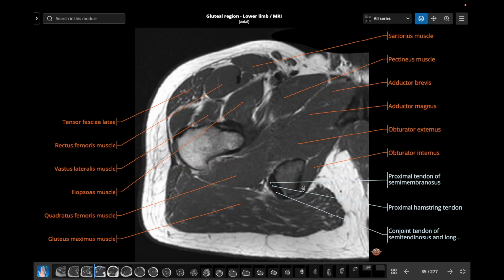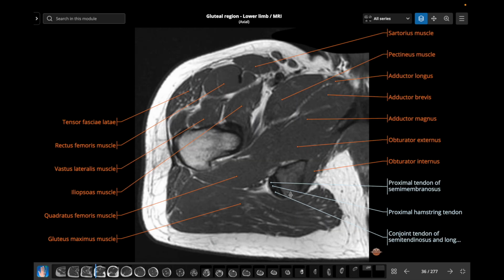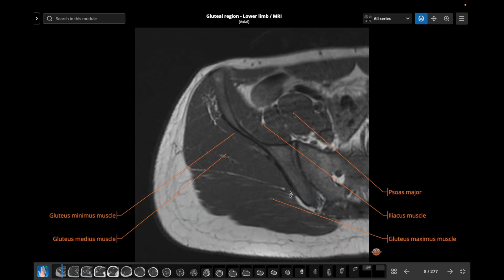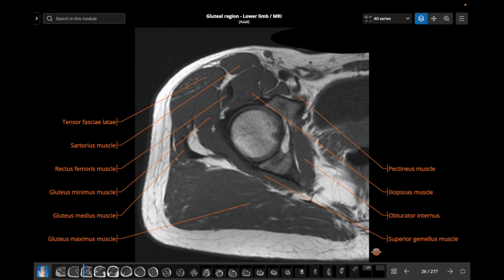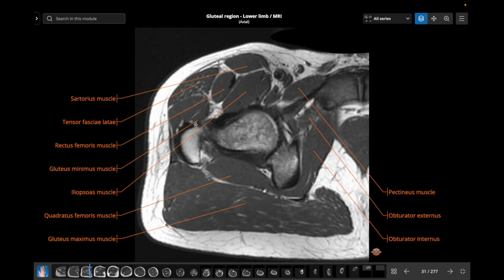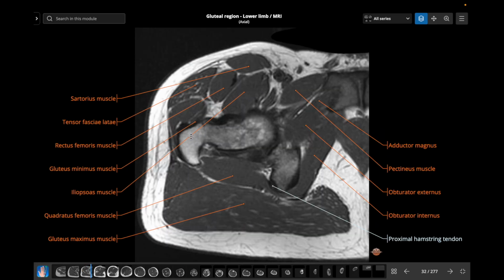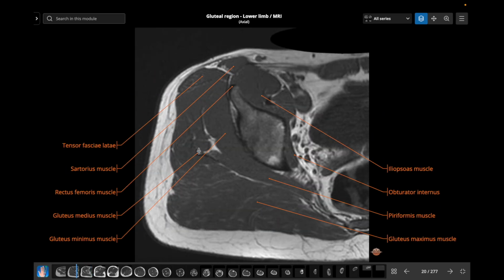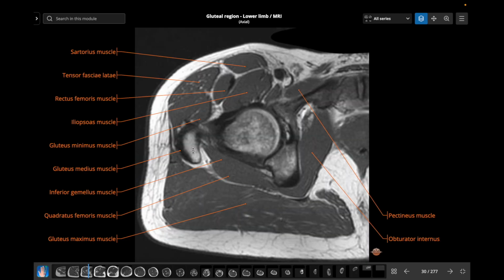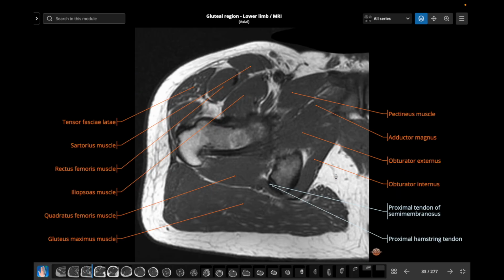Moving on to the posterior compartment, you've got gluteus maximus, gluteus medius, and gluteus minimus. You can see that minimus, the tendon attaches to the greater trochanter, and then medius also here, this is the tendon, attaches to the greater trochanter.